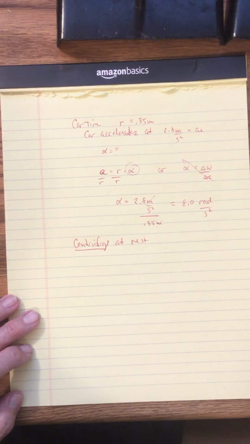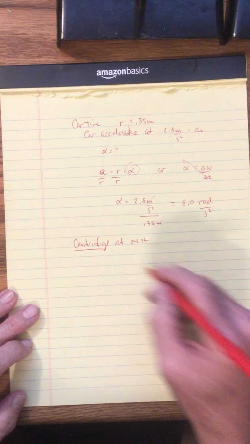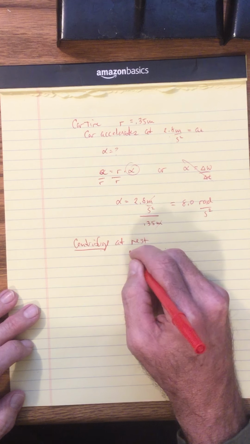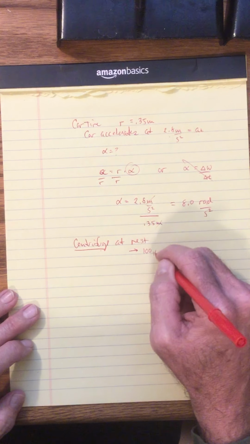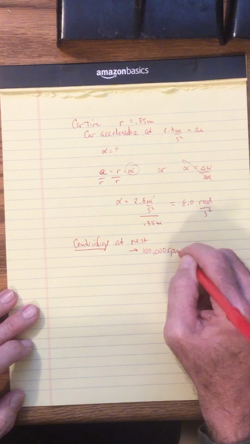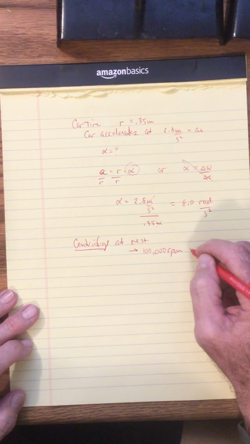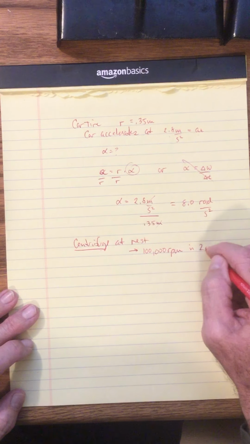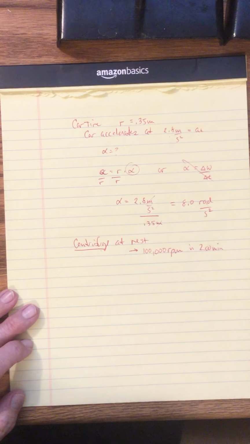Okay, it's then going to go to 100,000 revolutions per minute in 2 minutes. So it goes to 100,000, it's called RPMs, revolutions per minute, in 2.00 minutes. So it takes 2 minutes to reach top speed, and now we're going around at 100,000 revolutions per minute.